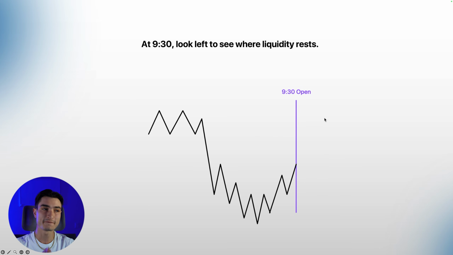At 9:30, the first thing you're doing is looking left to see where the liquidity rests. So if you're looking to have setups every single day that repeat, this is what you want to do as step 1. As soon as you get to 9:30, look left, and it's going to tell you where the liquidity is in the market. We don't need to guess. We don't need level 2. We don't need Bookmap. We don't need anything to tell us where the orders are other than looking at highs and lows. We understand that above old highs, there are buy stops. Below old lows, there are sell stops. And that's all you need to understand.